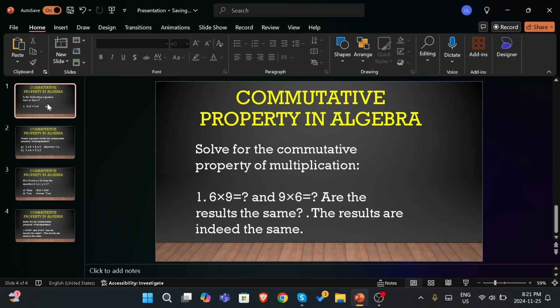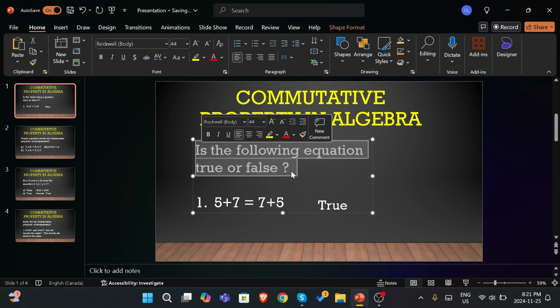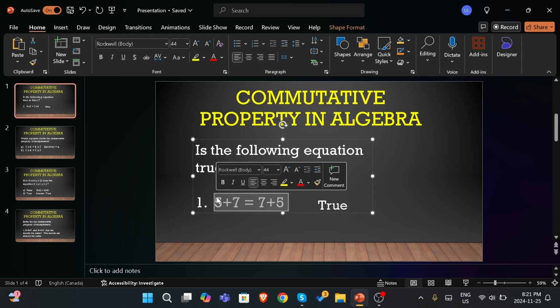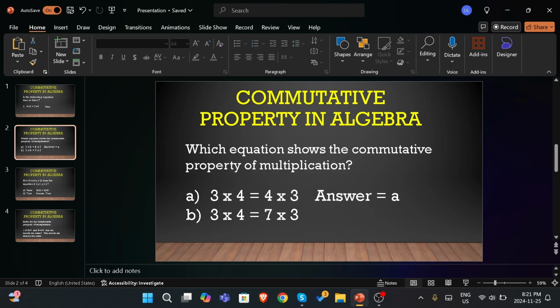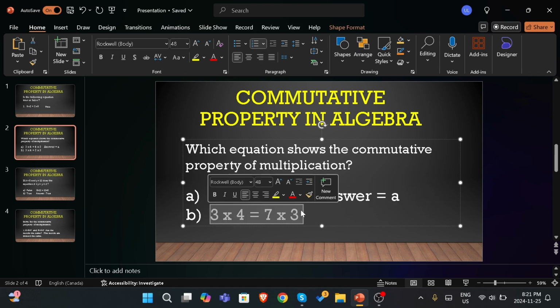Alright, guys. So now let's do the review. A quick review. Is the following equation true or false? So remember, addition is commutative. 5 plus 7 is equal to 7 plus 5, which is true. Now, commutative property of multiplication. So 3 times 4 is equal to 4 times 3. So remember, multiplication and addition are commutative, and 3 times 4 is equal to 7 times 3? So no, this is incorrect. So you should keep this in mind. Please don't make this mistake.